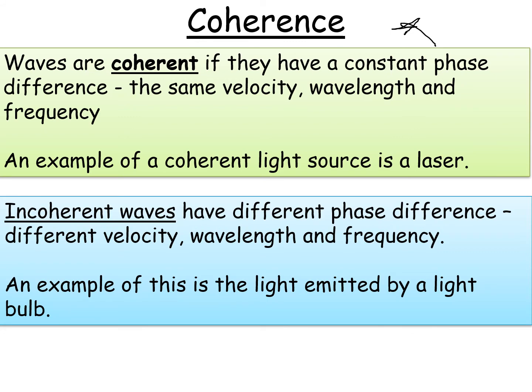The opposite of coherent is an incoherent wave, and this is when the phase difference is different and they have a different velocity, wavelength, and frequency. An example of this is the light emitted by a light bulb. So it really ties in with this idea of phase and out of phase. Coherent waves are generally in phase, incoherent waves are generally out of phase.